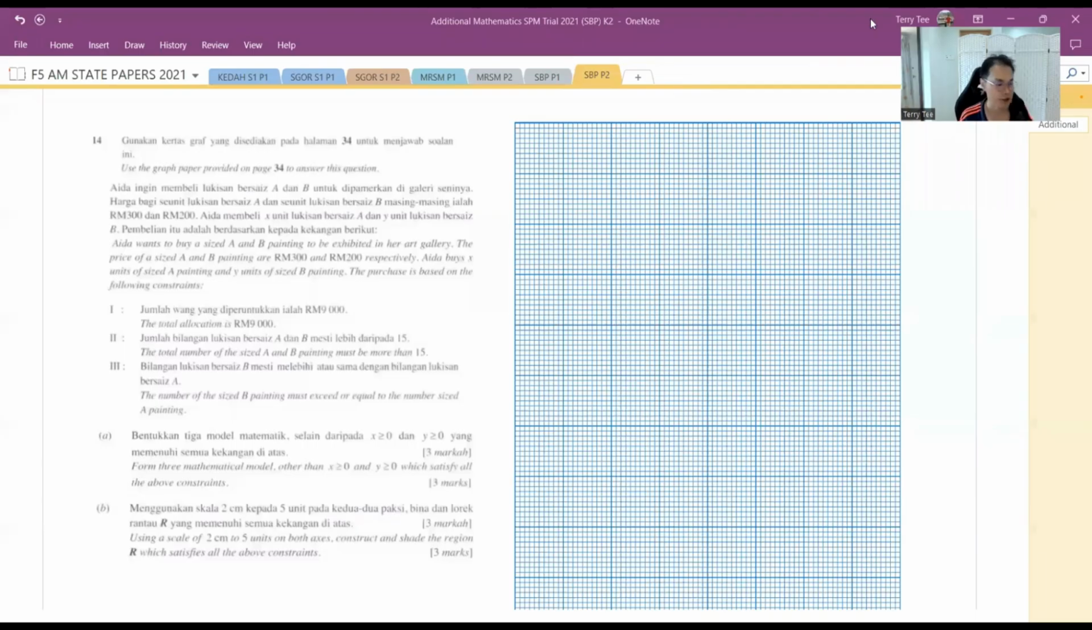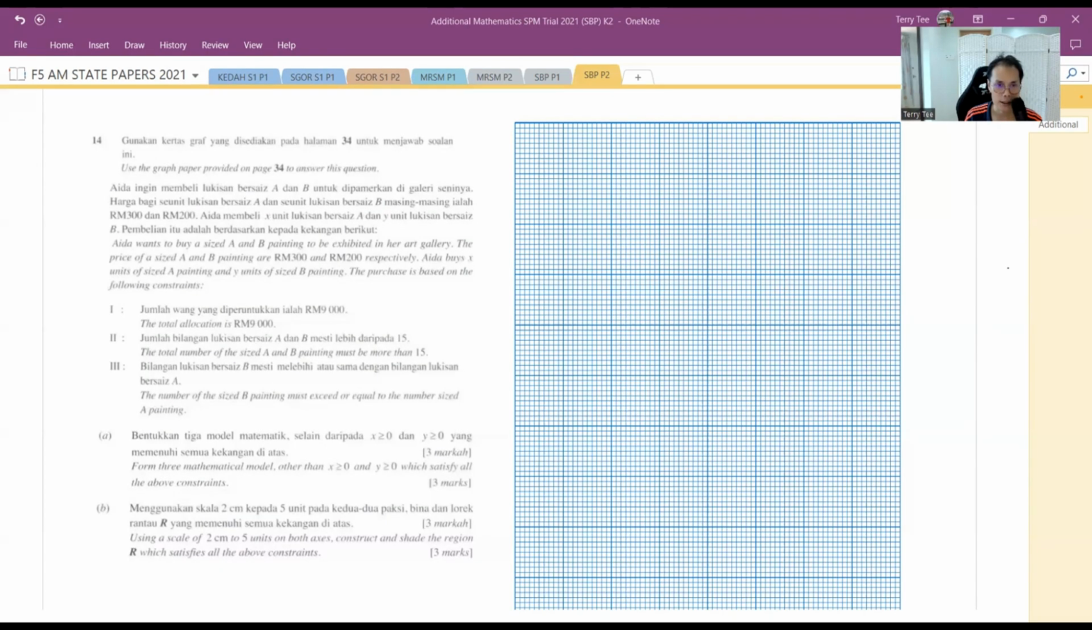Okay, moving on. This is question 14. It is Form 5, Chapter 7, Linear Programming. Okay, so first of all, we need to form three inequalities. They say Ida wants to buy size A and B paintings to be exhibited in the art gallery. The prices of size A and size B are 300 and 200 ringgit respectively. Ida buys X units of size A, Y units of size B. The purchase is based on the following constraint. The total allocation is 9,000.